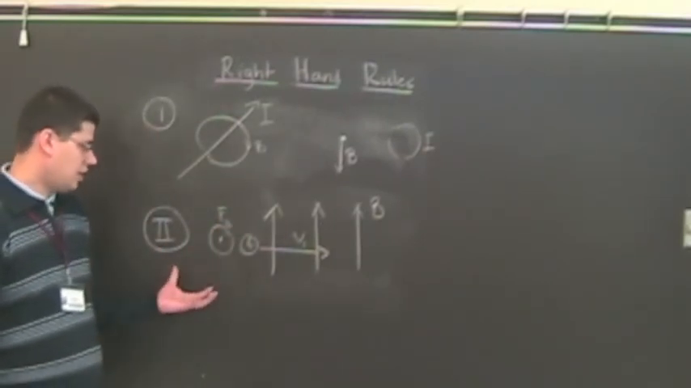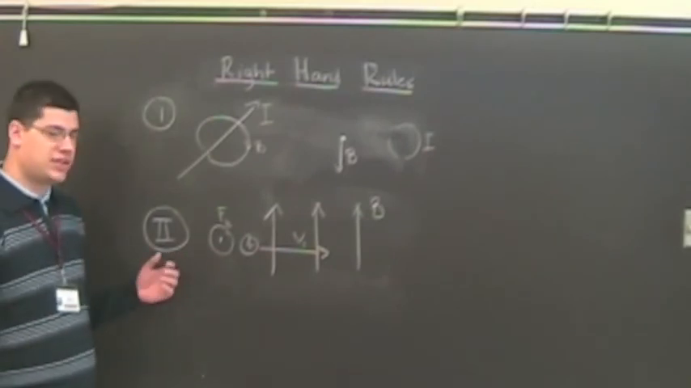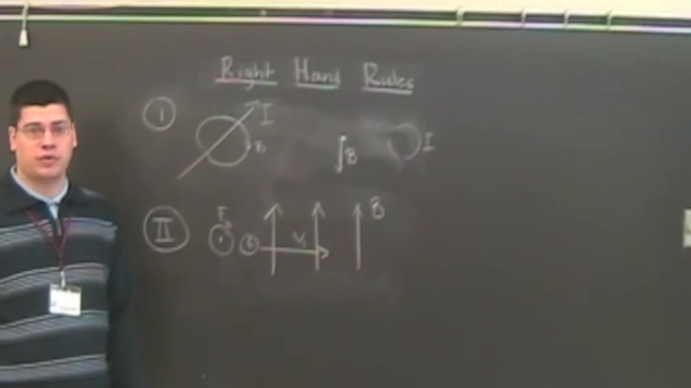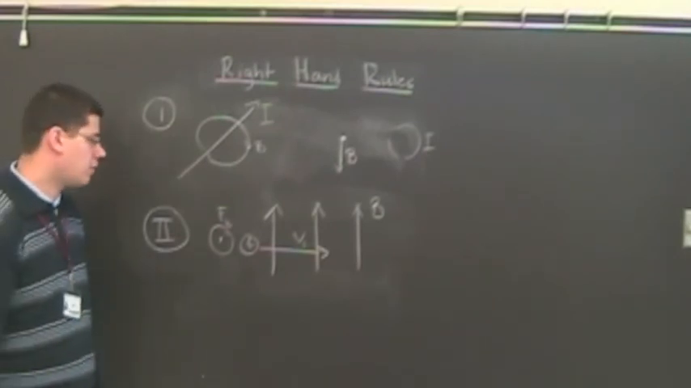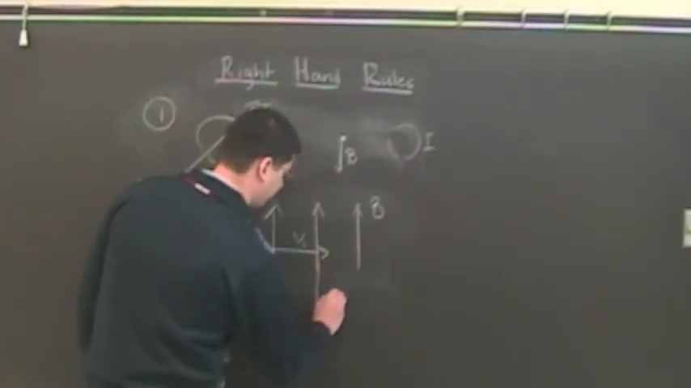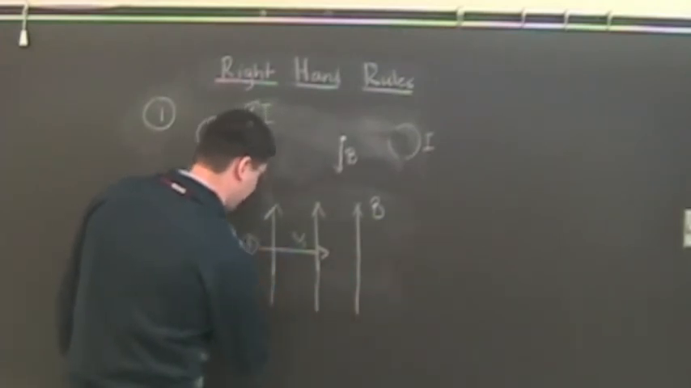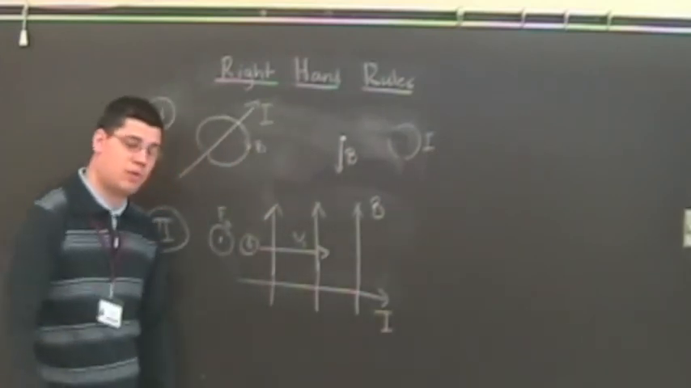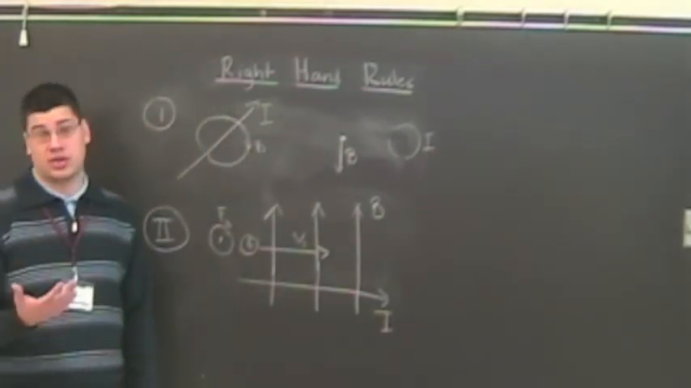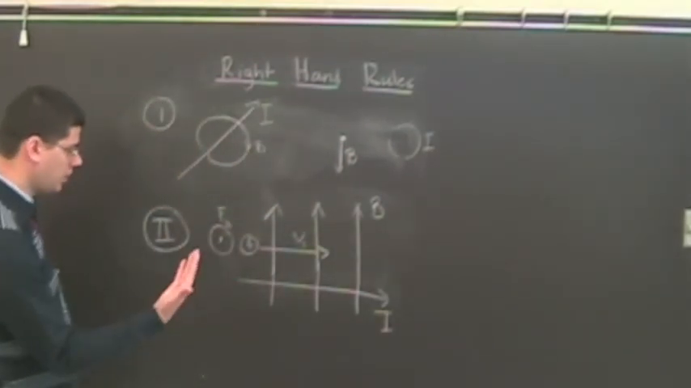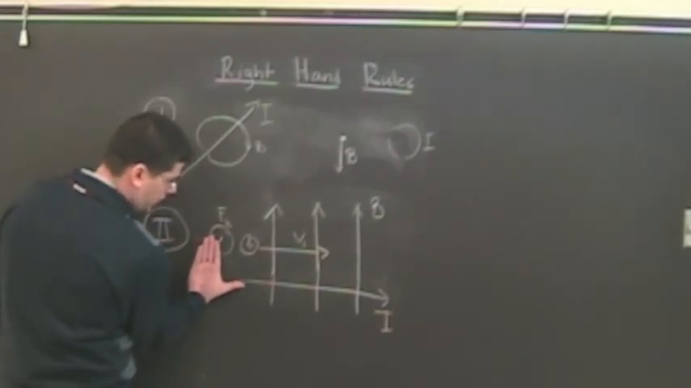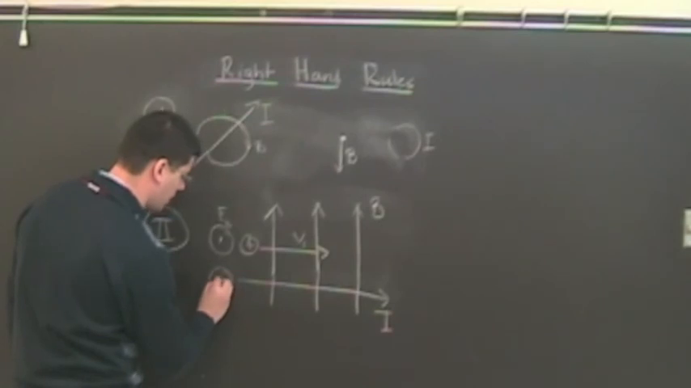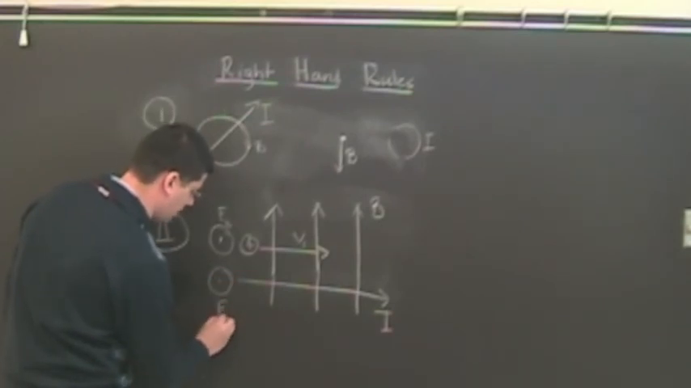One iteration of the second rule is if instead of having one charge moving, we would have a lot of charge moving. So for example, if we had a current flowing through a wire. So if instead of the charge moving, we had current flowing to the right, our thumb now becomes a direction of current flow. So again, current is flowing to the right, magnetic field is up. That means the force on this wire is going to be out of the board.